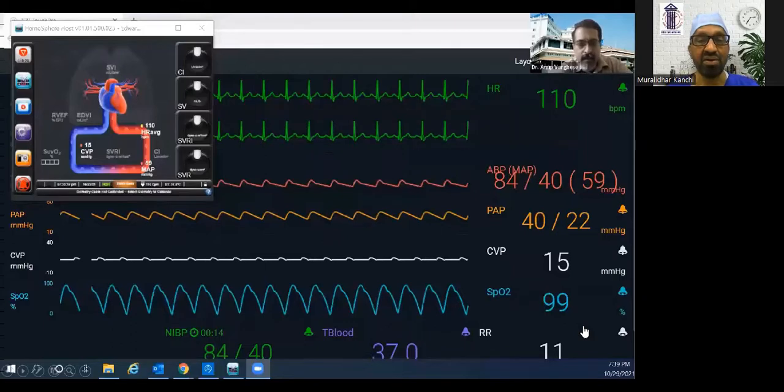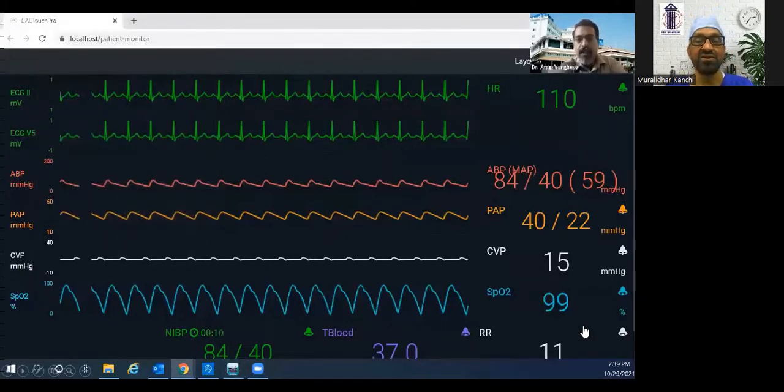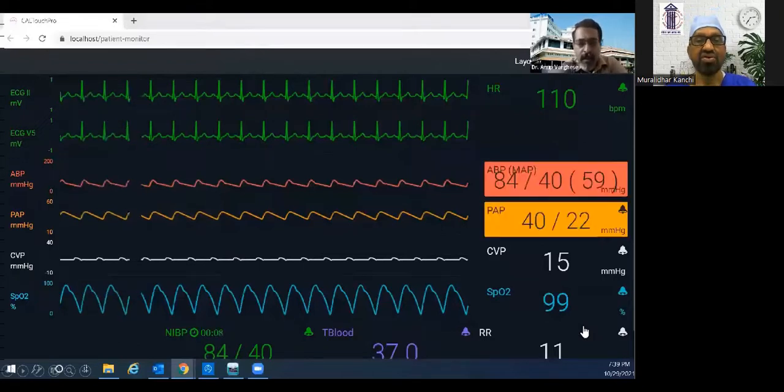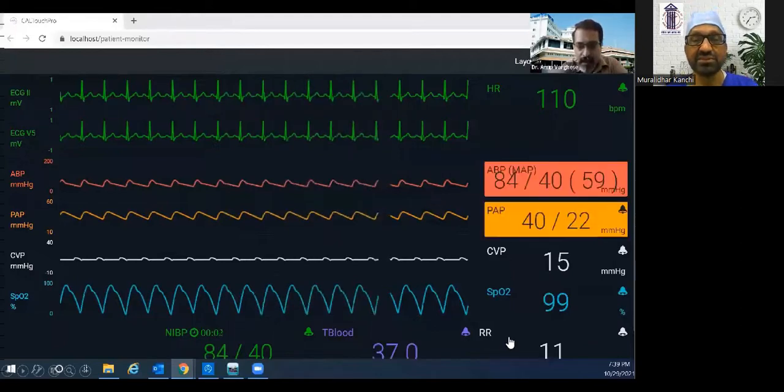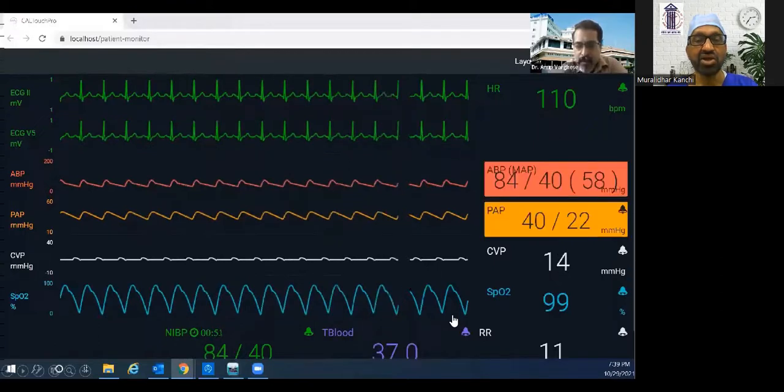For example, as is shown here, there is a case scenario with hypotension. These are the parameters, which call for hemodynamic management. So we have a heart rate of 110 per minute. It's sinus rhythm. The pressures on arrival in the ITU were 84/40 with a mean of around 59. PA pressures were around 40/22 with a CVP of, the mentor is showing the simulated environment, 99%.